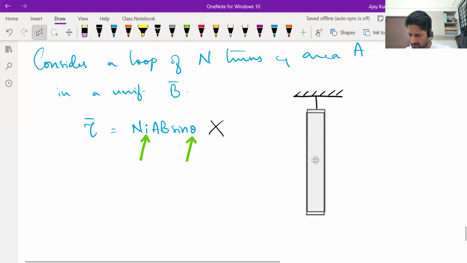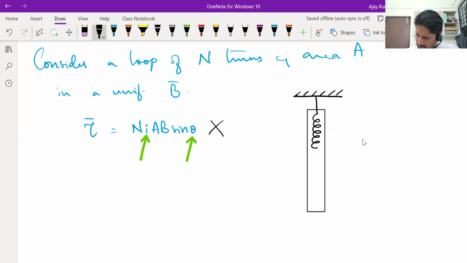We're talking about a spring balance. A spring balance is used to measure the weight of an object. Inside the spring balance, there is a spring. That's why it's called a spring balance in the first place. And then there's a pan here in which you can put the object whose weight you want to check.